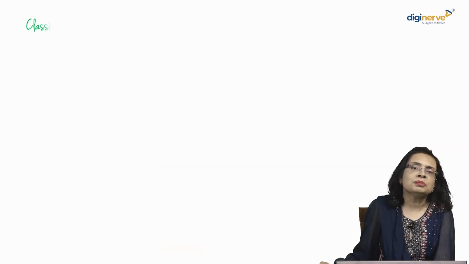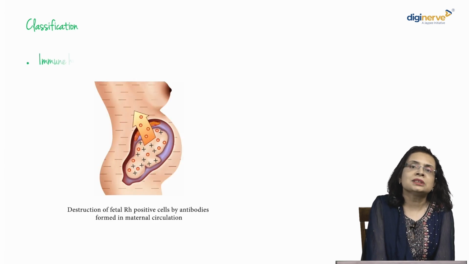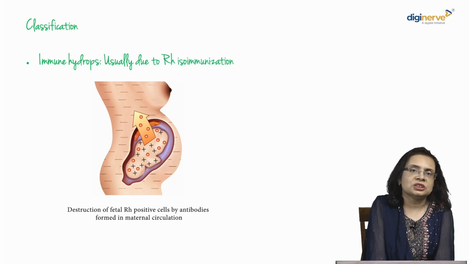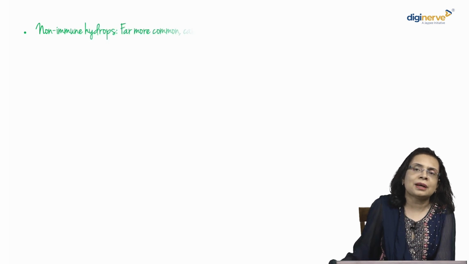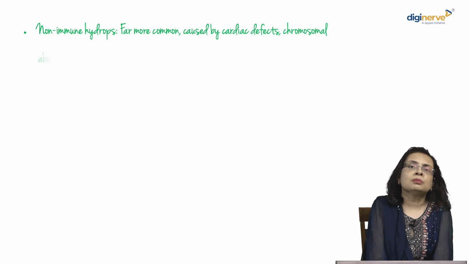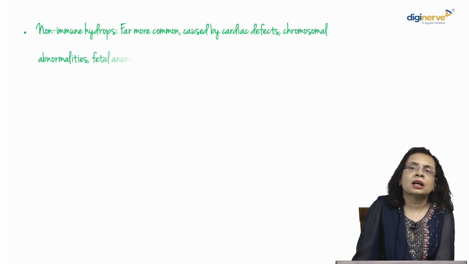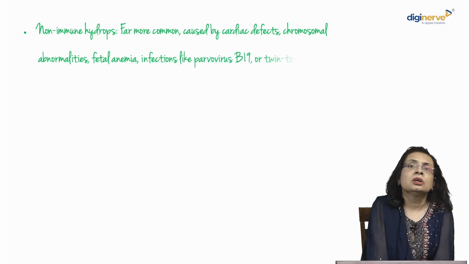Now, fetal hydrops can be classified into two, immune hydrops or the non-immune hydrops. Immune hydrops is usually as a result of Rh isoimmunization, and you can see this in the image. The non-immune hydrops is far more common, and it is caused by abnormalities such as cardiac defects, chromosomal abnormalities, fetal anemia, infections like parvovirus B19 infection, or twin to twin transfusion syndrome.